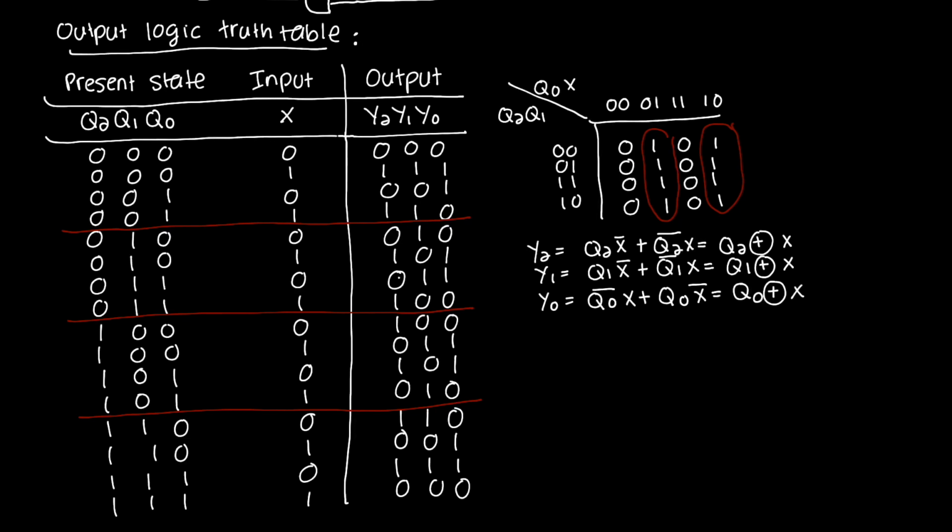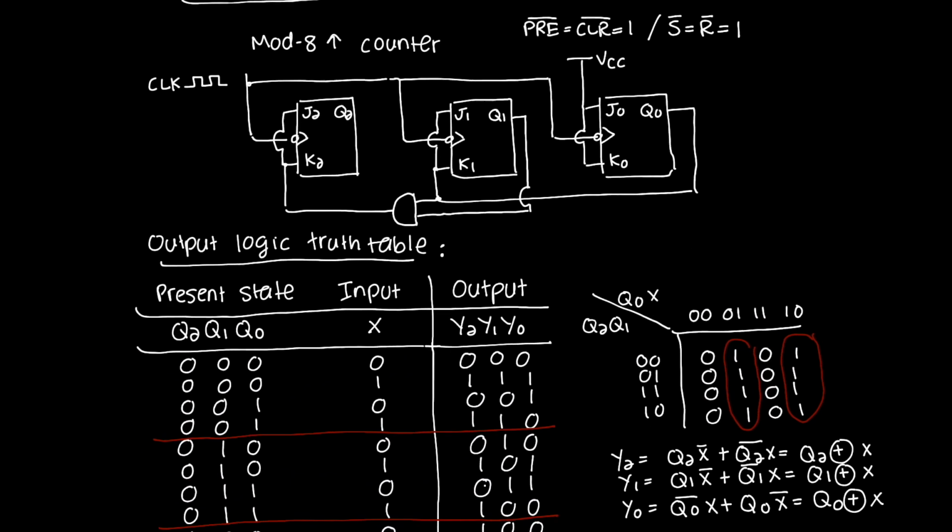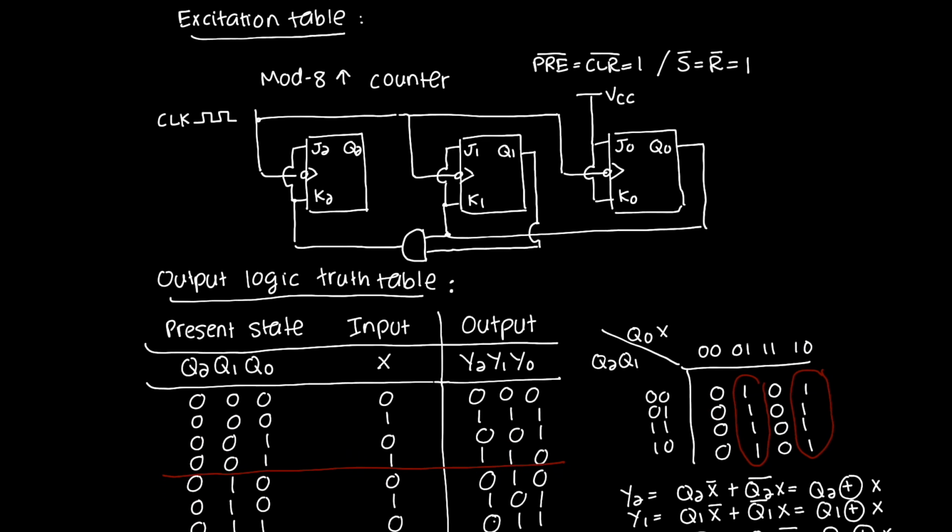These 3 very symmetrical looking Boolean expressions that I simplified to their XOR equivalents. So y2 is simply q2 XOR x, y1 is q1 XOR x, and y0 is q0 XOR x. So that has a really nice symmetrical look about it. And I'm going to add it to my schematic.